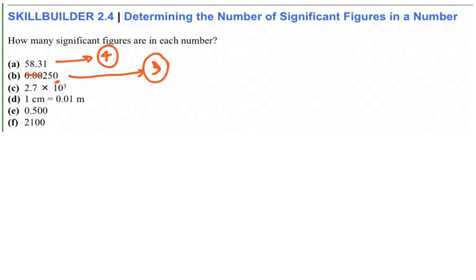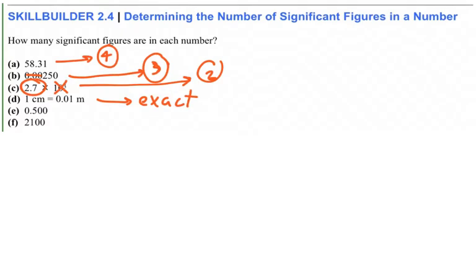Now, if you look at the next example, let me erase this here for a minute. Remember what I told you? Ignore this component. Just focus on this part of the scientific notation number. And this one, the answer is 2. Both numbers, the 2 and the 7, are significant. Again, rule number 1. Letter D, we're looking at a conversion factor. Another conversion factor. A centimeter is exactly 0.01 meters. So again, if you have an exact number, which is what a conversion factor shows, the answer is infinite.